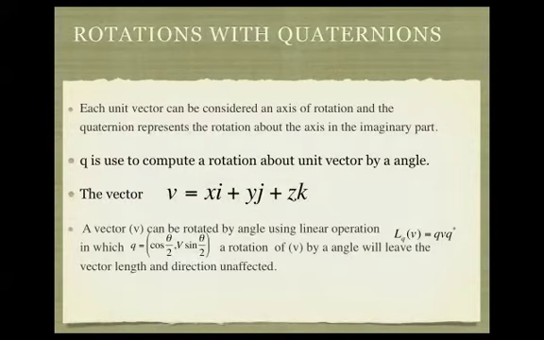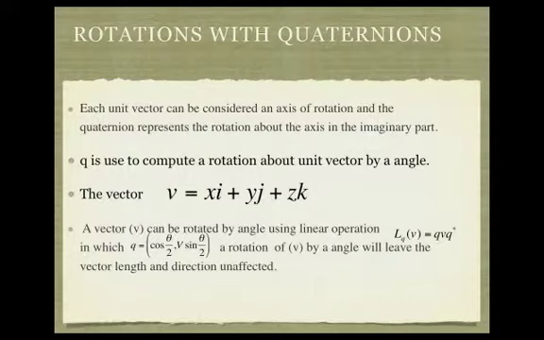Now let's talk about the rotation. We talked at the beginning, we said continuum was used for 3D and 4D rotation, right? But what does that mean? That means that you're taking a specific vector and rotating at an angle. Continuum represents rotation by the axis in the imaginary part. So Q is used to compute the rotation, which the unit vector by a certain angle.